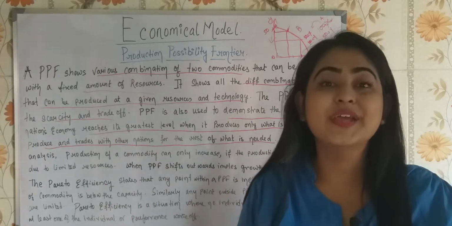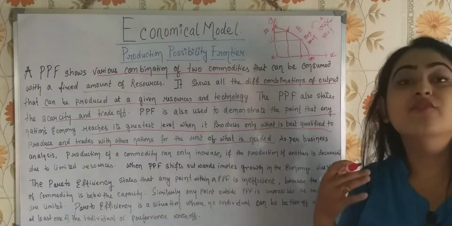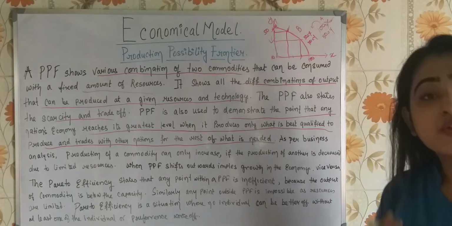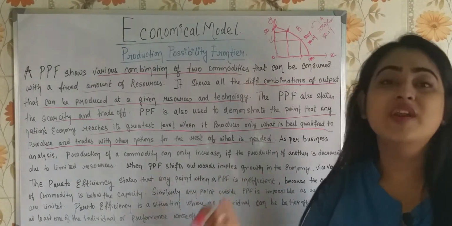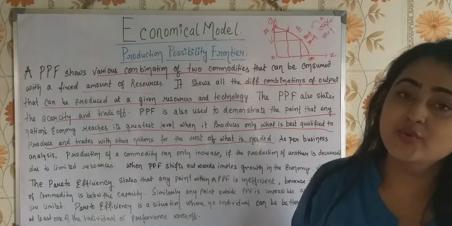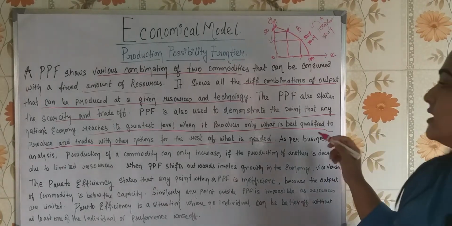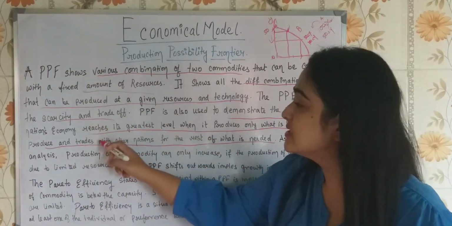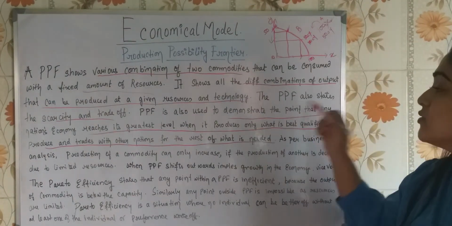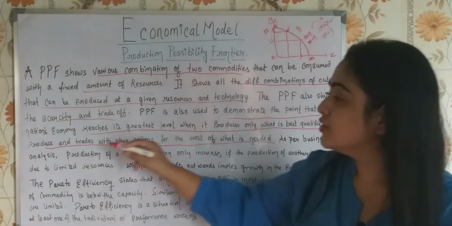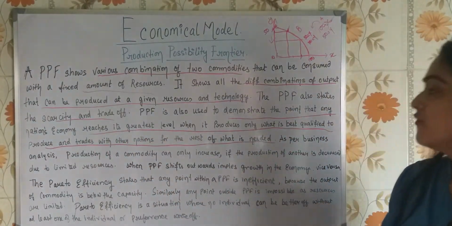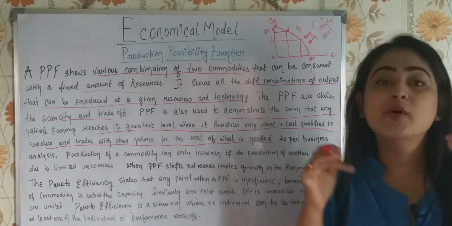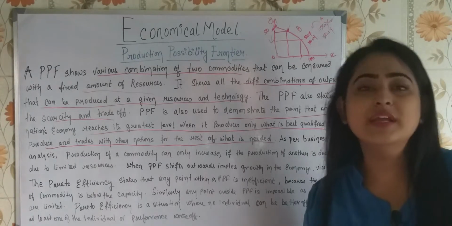So, from where are we going to get this? We are going to analyze this from the PPF curve, that which country is specializing in what kind of good, and the good in which they have the comparative advantage, they should produce that and they should trade that in exchange for another commodity in which they do not have a comparative advantage or do not specialize. Understanding? So, here it is said that the PPF is also used to demonstrate the point that any nation's economy reaches its greatest level when it produces only what is best qualified to produce and trades with the other nation for the rest of what is needed. Okay, so the commodity in which it is very much specialized, that commodity should be produced by the country, and for the rest of the commodities it can make the trade.